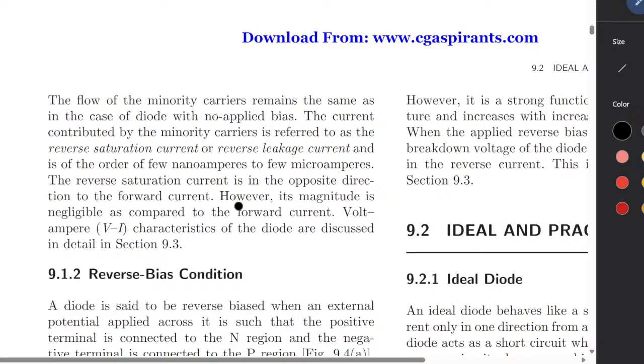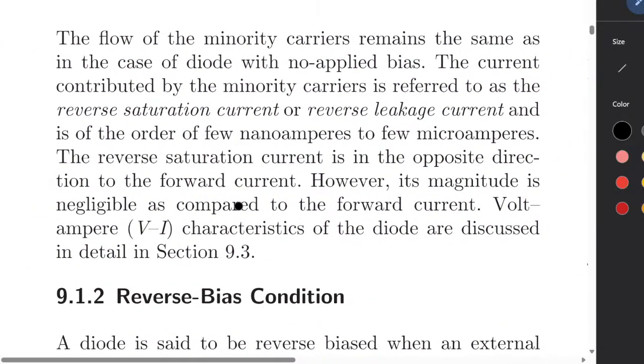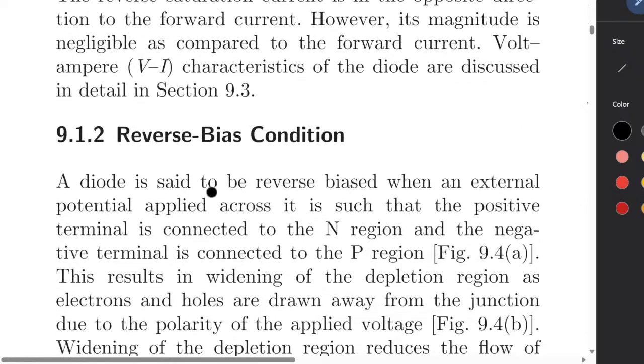The flow of minority carriers remains the same as in the diode with no applied voltage. The current contributed by the minority carriers is referred to as the reverse saturation current or reverse leakage current, and is of the order of a few nanoamperes or a few microamperes. The reverse saturation current is in the opposite direction to the forward current. However, its magnitude is negligible compared to the forward current. The V-I characteristic of the diode is discussed in section 9.3.